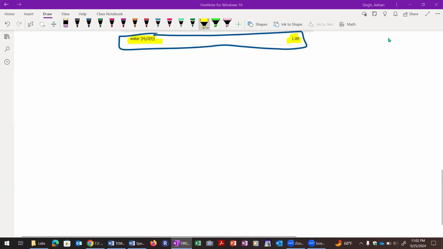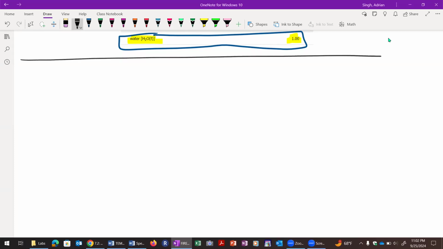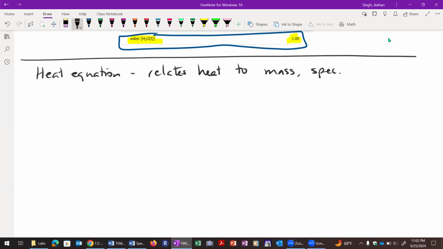Okay, so now let's see how we can make some practical use of the specific heat values. What we're going to introduce now is something called the heat equation. I know we're all fond of equations at this point. The heat equation is very simple. What it does is it relates heat to the mass of a substance, to the specific heat of a substance, and to the change in temperature.